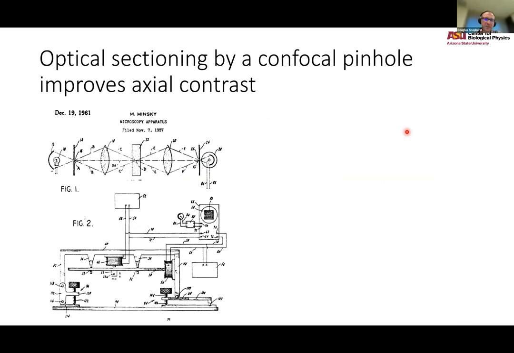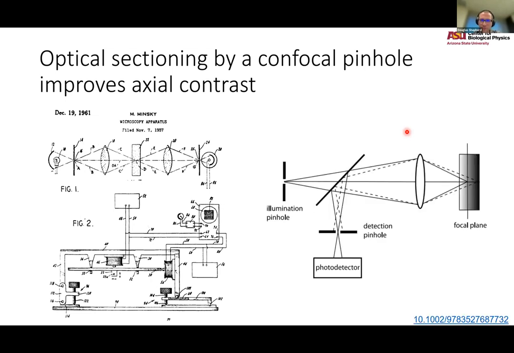In fact, the ideas that surround this have been known for a long time. In 1961, Minsky proposed the confocal microscope. This is this patent. The way the confocal microscope works, again, is you shine illumination in, you then detect the fluorescence, and then you use a physical aperture to block any background fluorescence. So this is that strategy with the confocal microscope.